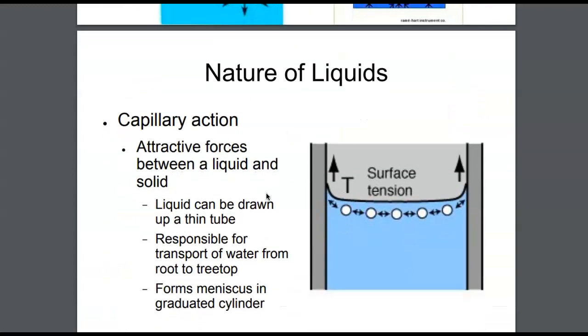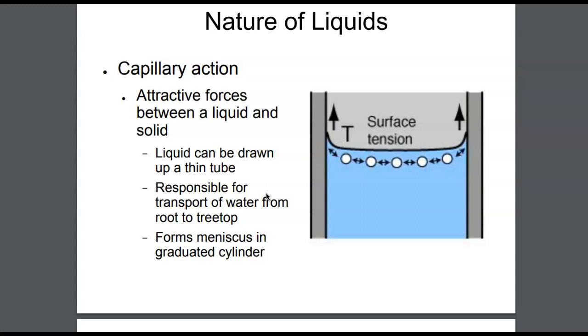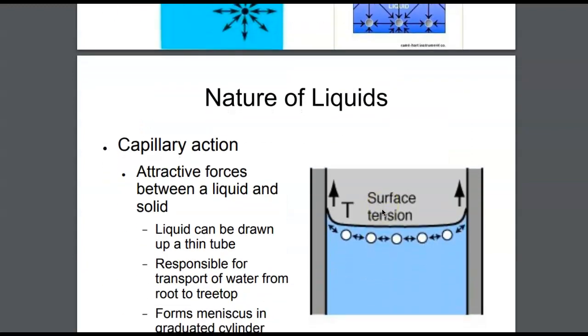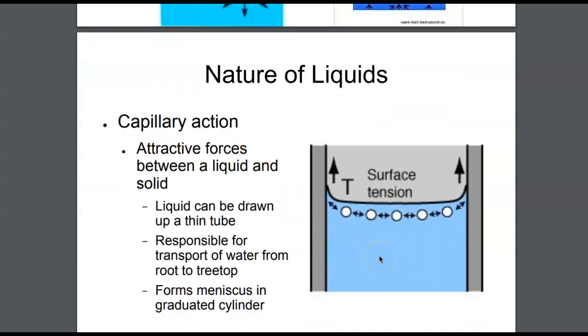Closely related to that is capillary action. So if surface tension was the attraction between the molecules, capillary action is going to be the attraction between the water molecules and the walls of a particular container, usually a thin tube. This is what gives rise to the meniscus. So when we measure in a graduated cylinder, we want to measure at the bottom of the meniscus, and that's that curve that we see.